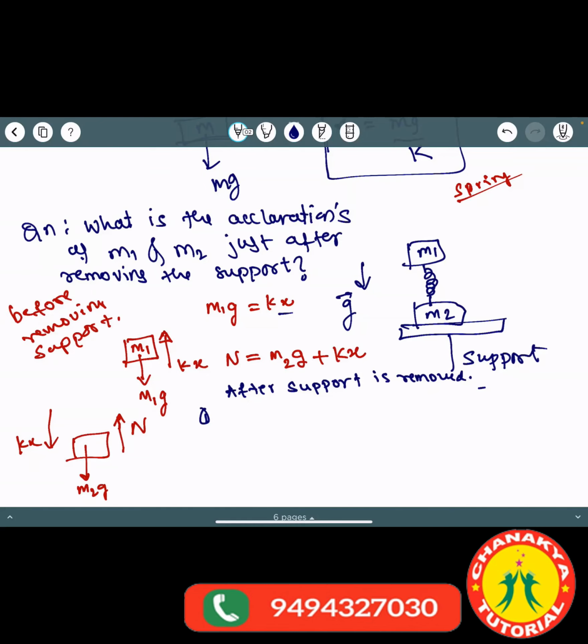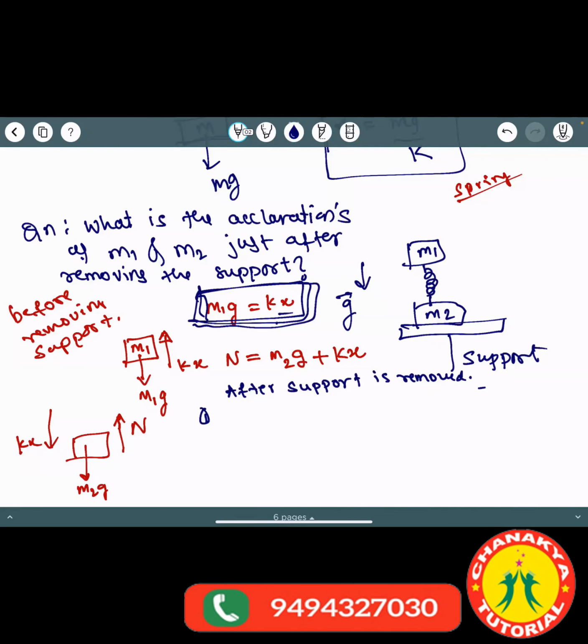Just tell me which force will not come into the picture if I remove this support. Just think, if there is support, which force is coming? Because of support, right? Yeah, normal. Normal becomes zero. If normal becomes 0, is there anything related to M1? Is normal related to M1? No, it is not. Anywhere coming in within M1, that normal? No, sir. In the second equation it will come, but in the first equation it will not.